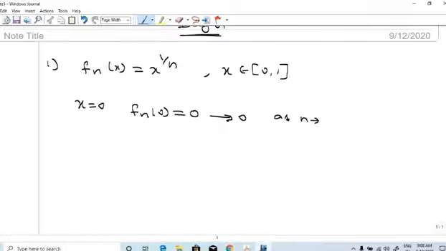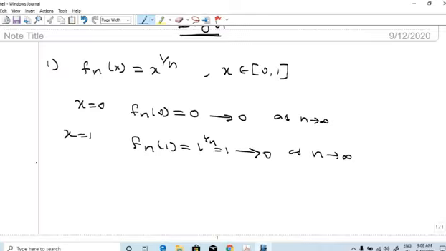Now consider x equal to 1. So that is f_n of 1. Substitute x equal to 1: 1 power 1 by n. This is nothing but 1. Again, this is a constant sequence. Therefore, this converges to 1 as n goes to infinity.